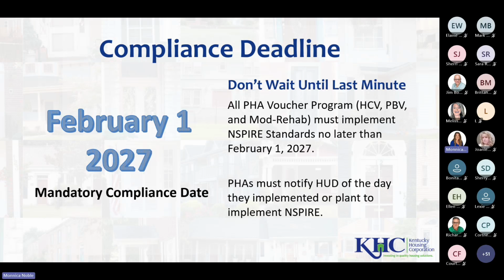The mandatory compliance deadline is February 1st. I know that'll be here before you know it, so I would encourage you not to wait until last minute. All PHAs that are administering housing choice voucher, project-based voucher, or mod rehab programs must implement NSPIRE by this date. PHAs also need to notify HUD of their implementation date. Or if you've already transitioned or plan to transition, you'll want to notify HUD of those changes.